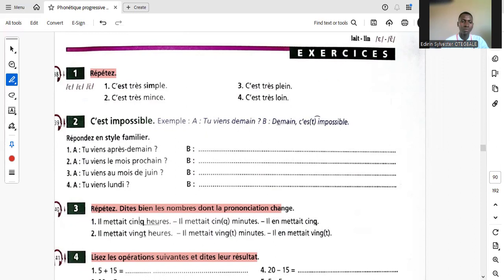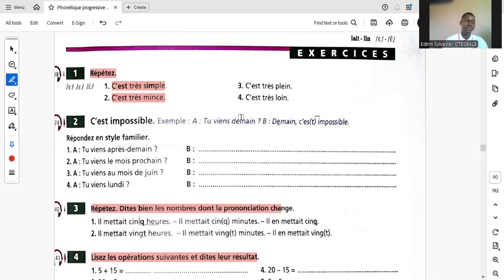Exercice 1. C'est très simple. C'est très simple. C'est très mince. C'est très mince. C'est très plein. C'est très plein. C'est très loin.